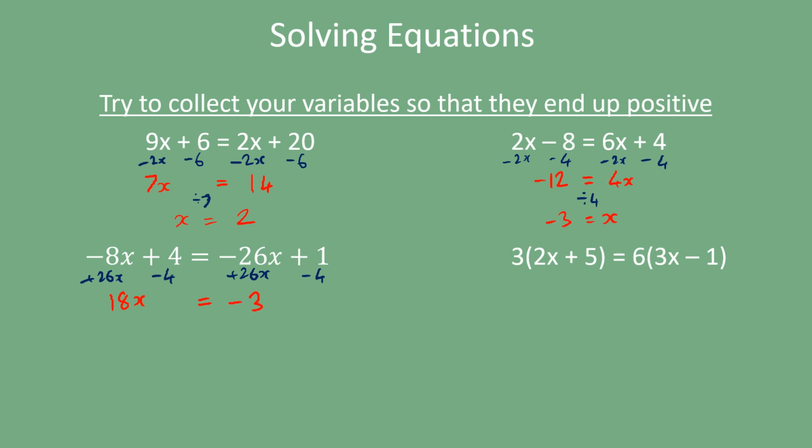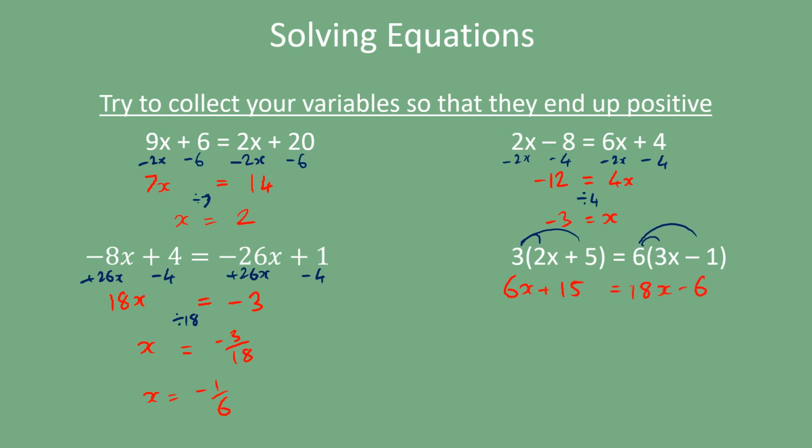And then how do we do this? Well, we just divide by 18 and we write it as a fraction, and we see if we can simplify that fraction. So it's minus 3 over 18, which does simplify to minus 1/6. What about the last one? Well, we've got brackets, so probably the first thing we should do is expand those brackets. We'll get ourselves to 6x plus 15 is 18x minus 6.